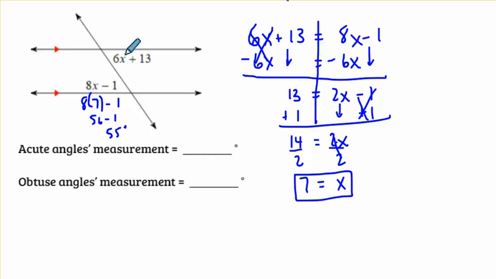6 times 7 is 42. 42 plus 13 is 55. So obviously, all of my acute angles are 55 degrees.